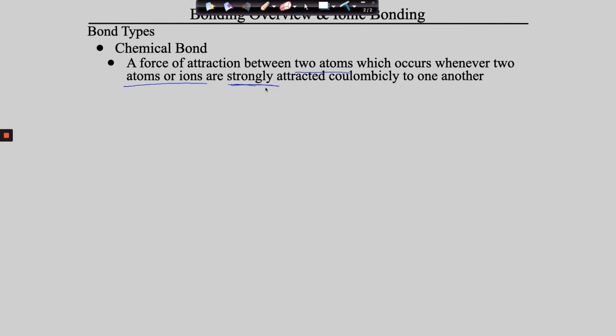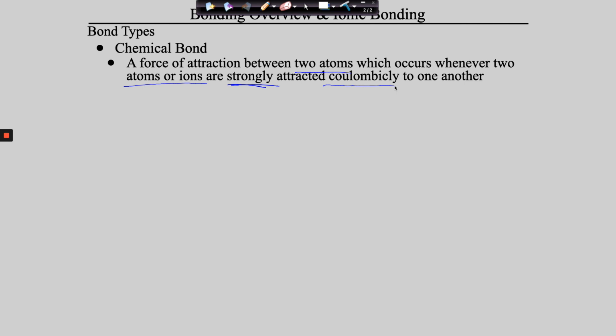Then, guys, this word is critical. Strongly. Why do we have to say strongly? Because we can also have attractions between atoms and ions that are weak, and those are called intermolecular forces. Guys, the attractions work exactly the same, they're just not as strong. And so we don't define strong other than to say that there are other interactions that are weak, and those are called intermolecular forces.